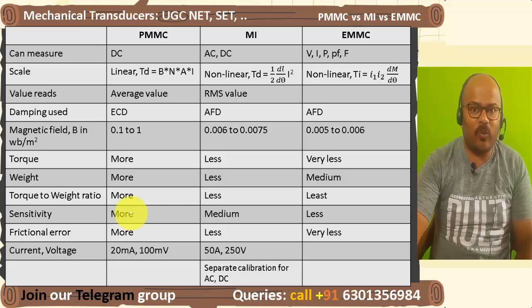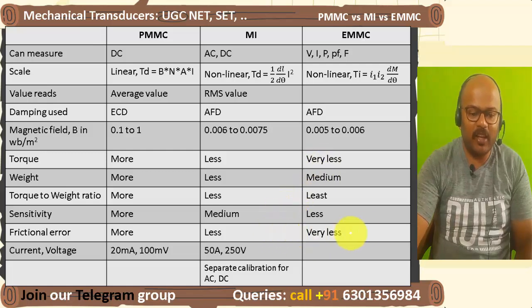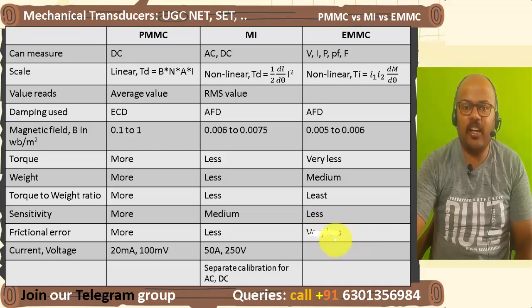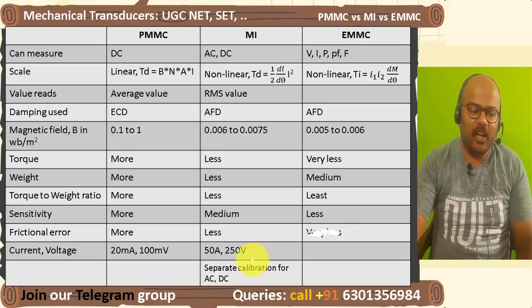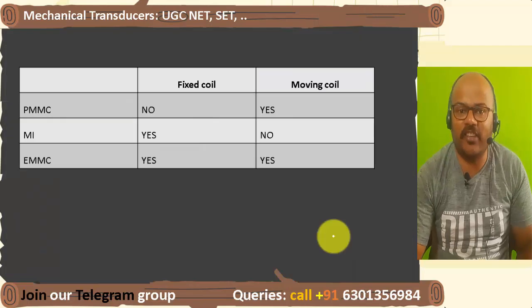Frictional error is more. Why? Spring is going to make a movement. You talk about EMMC, whether this frictional error is very less or less. Just comment the answer in the comment section. Current or voltage measurements can be done. What is the range? I have tried to emphasize on it.